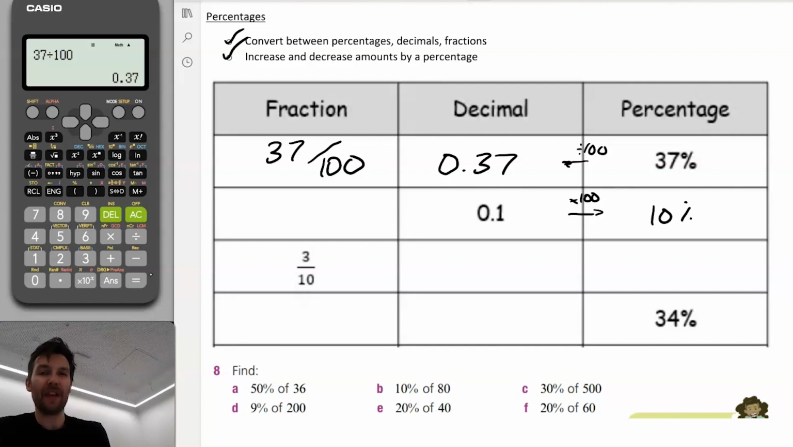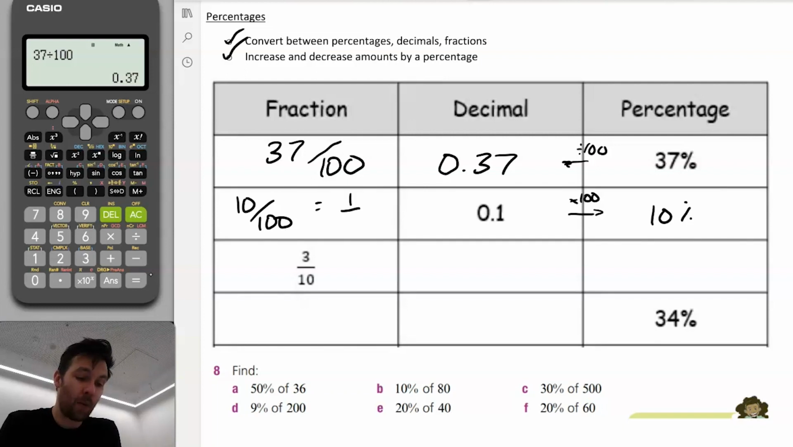Although, once you've done a few of these, it tends to become pretty automatic. So something like 0.1 as a percentage, you'll be going 10% really quickly. And then similarly, 10% as a fraction would be 10 out of 100, which would be the same as 1 over 10. Easy peasy. The next one is 3 over 10. So 3 over 10, I'll do 3 divided by 10 to give me the decimal. That would be 0.3. Times that by 100 gives me the percentage, so that'd be 30%.